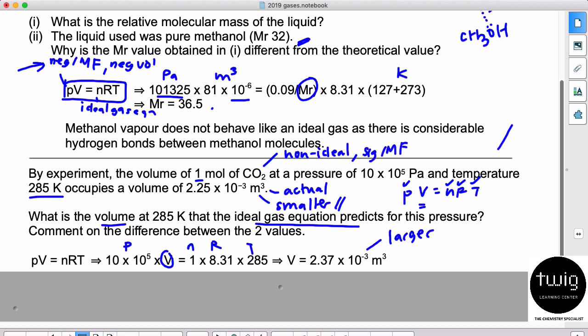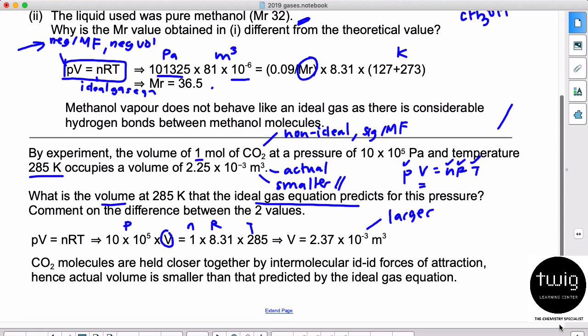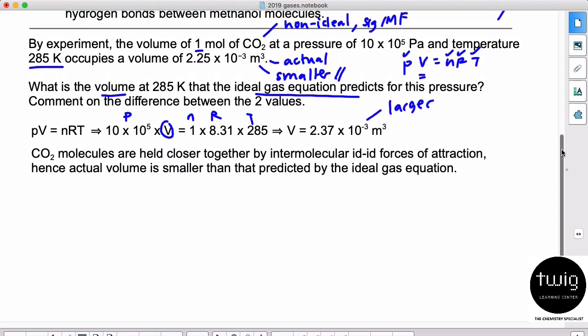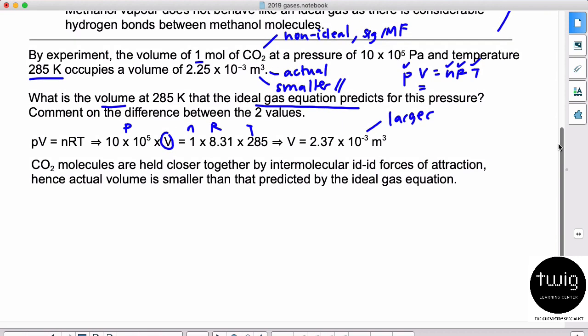Intermolecular force. So when something has significant intermolecular forces, should the volume be smaller or larger? Smaller, yes, because the attractive forces will pull the molecules closer and then it becomes smaller. So that's what you have to write down. Okay, so what they're looking at: carbon dioxide molecules are held closer by the intermolecular forces because it's non-polar. So the actual volume will turn out to be smaller than predicted by the ideal gas.